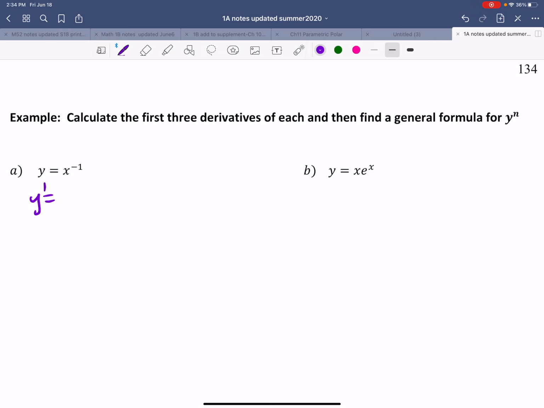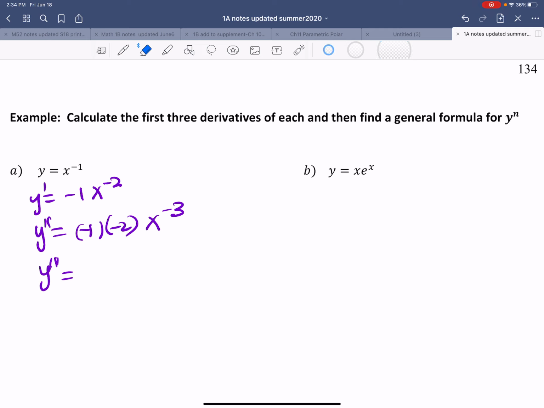So y prime would be negative 1 x to the power negative 2. Y double prime is negative 1 times negative 2 x to the power negative 3. Y triple prime is negative 1 times negative 2 times negative 3 x to the power negative 4.